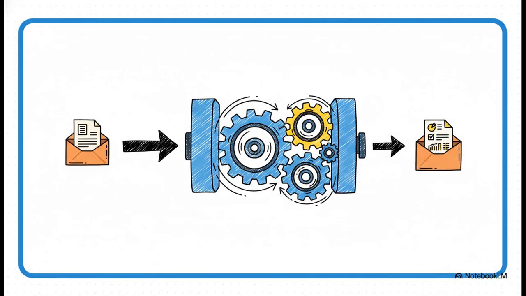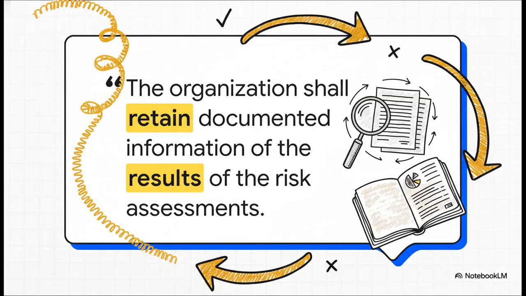I love this slide because it shows the beautiful symmetry of the ISMS. Remember those risk criteria you worked so hard to define back in Clause 6? Well, that's the direct input for this process. It's the yardstick you use to measure risk, making sure your assessments are consistent and totally aligned with your strategy. The output, of course, is the documented proof that will guide everything you do next. And there's our golden thread again, tying it all together.